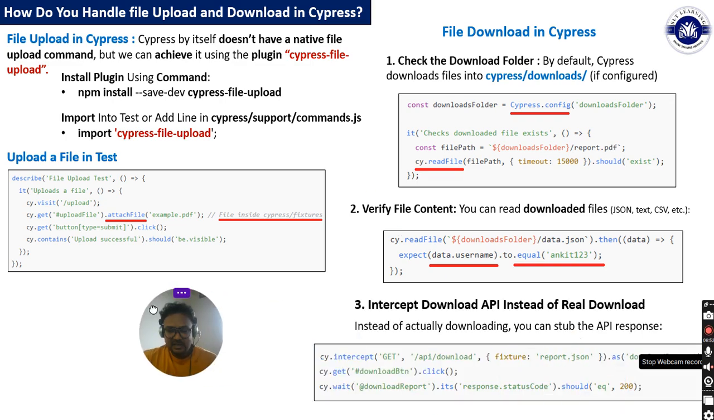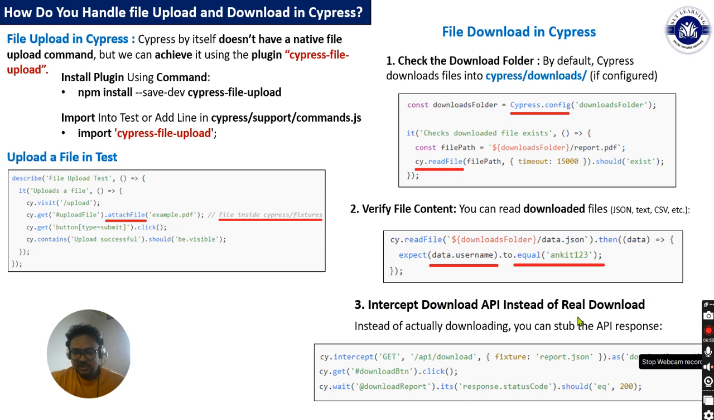Then, intercept the download API instead of reading the actual download. What you can just say is cy.intercept GET on the API download. This is the report that you want. This is in fixtures; you need to use report.json as the download report. Then cy.get the download button, click on the download button, and wait for the download report, and its response.status should be 200.